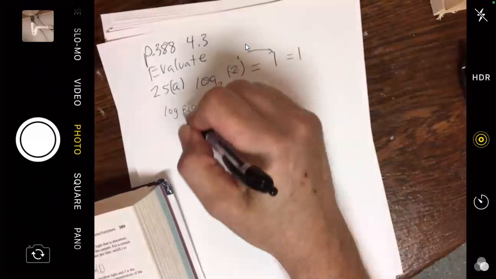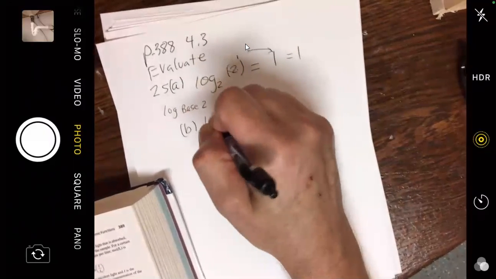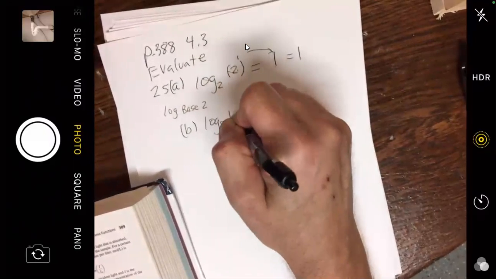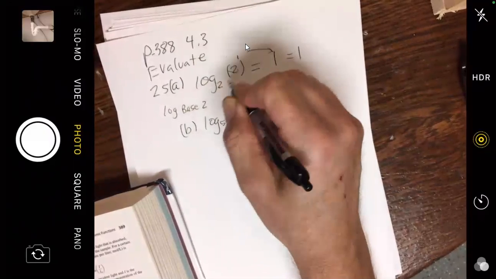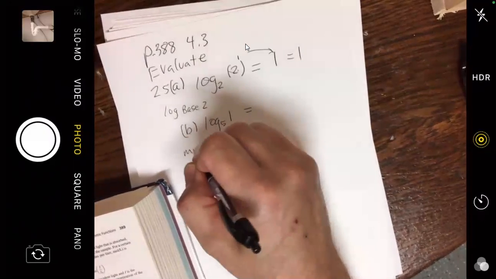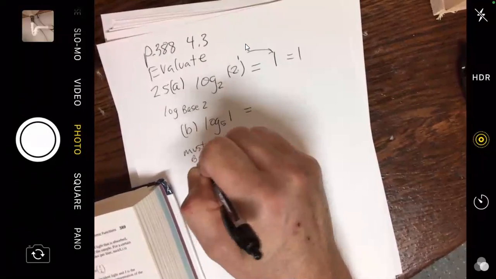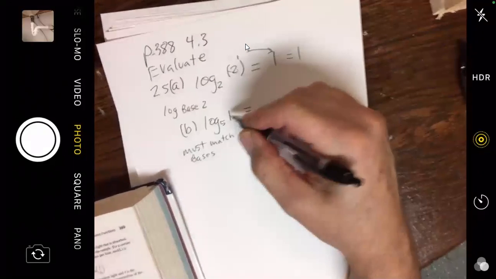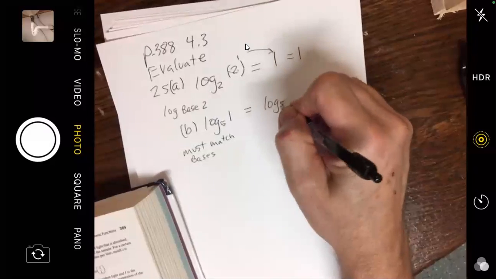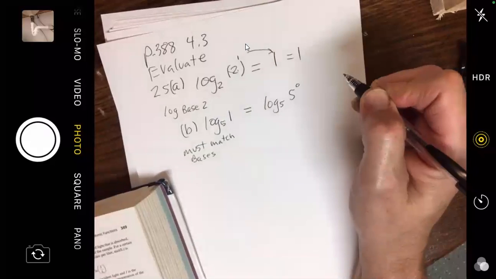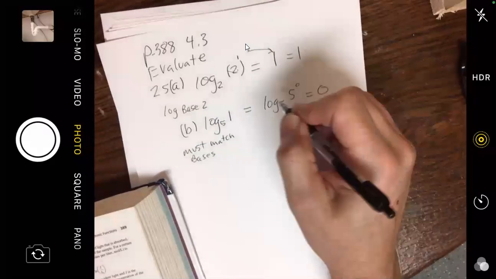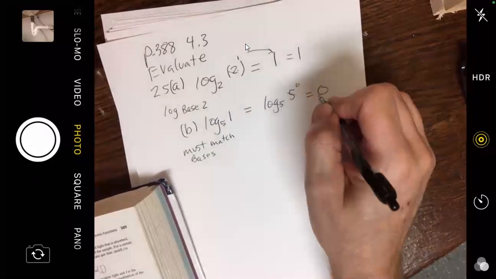All right. B, log base 5 of 1. See, I've got to get these bases to match, must match bases. Well, 1 is easy. You'd go log base 5 of 5 to the 0. This would equal 0. A log of 1 is always 0.